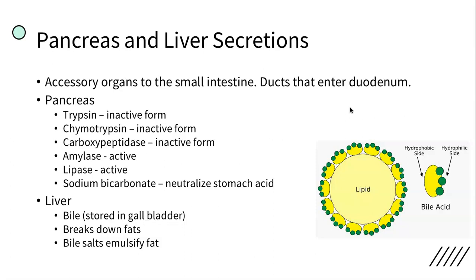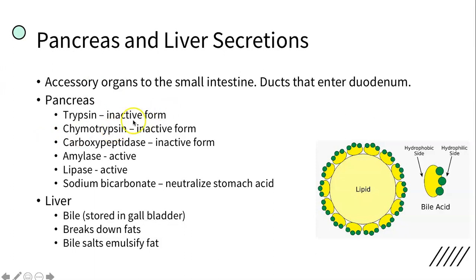What does the pancreas do? It secretes trypsin, chymotrypsin, and carboxypeptidase. In their inactive forms, these are enzymes that break down proteins. Now, I say that they're in their inactive form. What's the reason for that? The reason for that is, well, your pancreas is made up of protein. So if you've got an enzyme that's not where it's supposed to be, that breaks down protein, you're going to start digesting yourself.